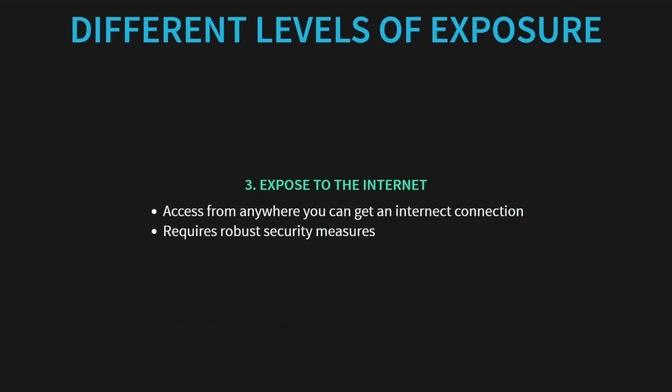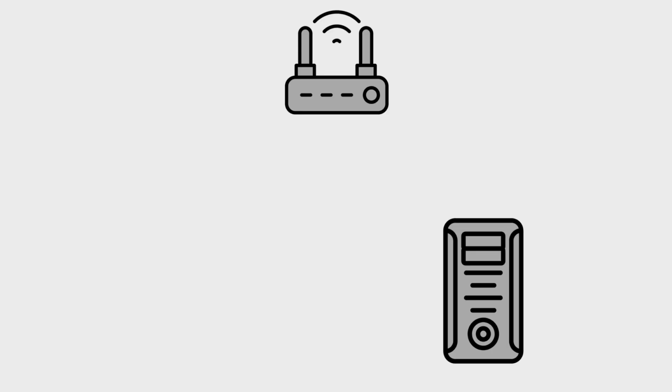3. Expose directly to the internet. For those who require direct access to their server from anywhere, exposing it to the internet is an option. However, this method increases vulnerability, so it's crucial to implement robust security measures to protect your server from potential threats. Now let's explore the different security measures you can put in place to safeguard your home server.